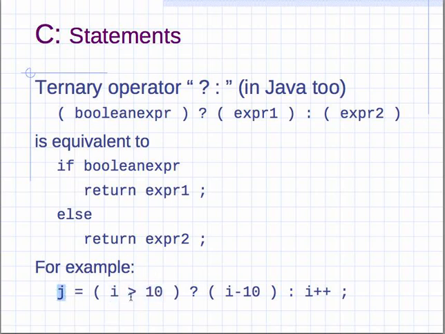Let's say it's false. Let's say I is 9. So 9 greater than 10 is false. Therefore, what you do is you increment I. So I goes from 9 to 10. However, remember, the value of this expression is still the old value, which is 9. And so therefore, you would store 9 into the J variable.